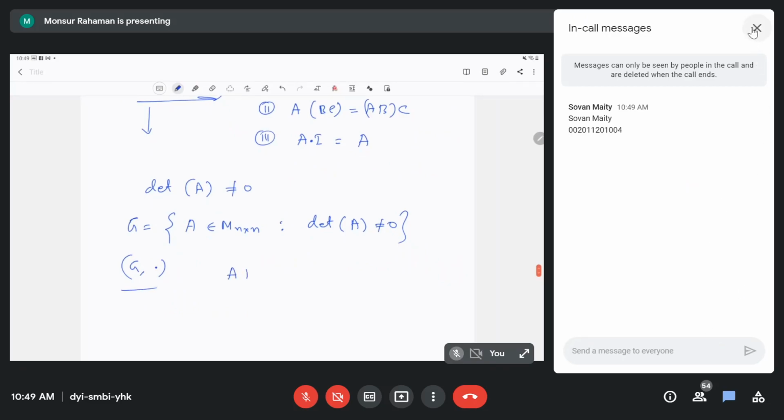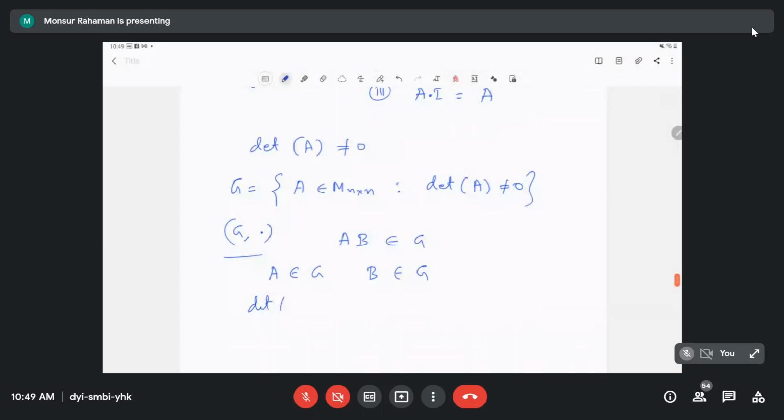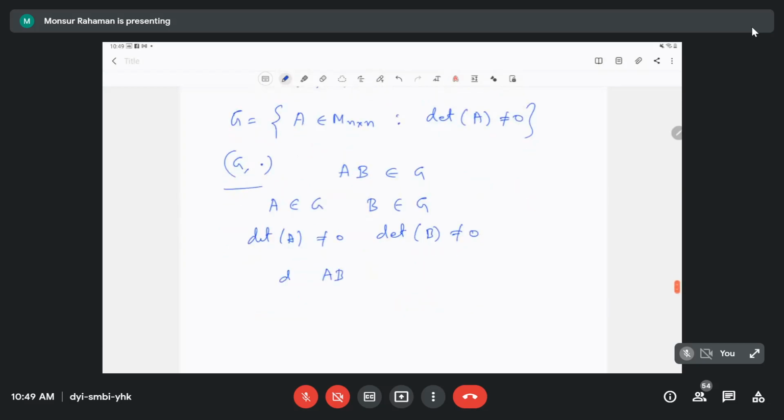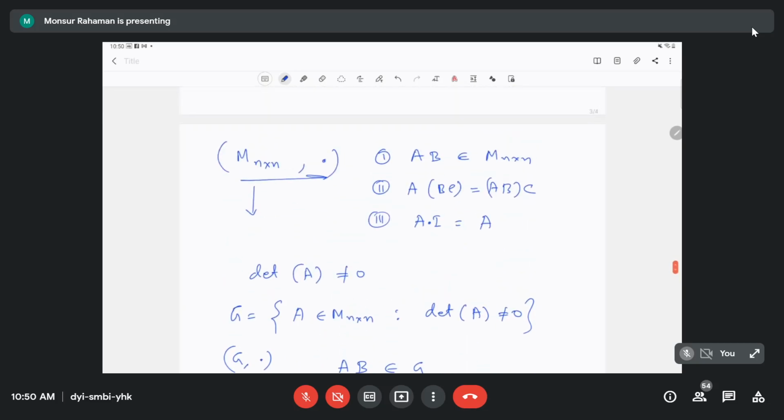So what about AB? AB has to be in G, meaning A is in G and B is in G. So obviously the determinant of A is not equal to 0, and the determinant of B is not equal to 0. So if I can prove that the determinant of AB is not equal to 0, then we can say that AB is in G. We can break it down: the determinant of AB is nothing but the determinant of A times the determinant of B. Both are not equal to 0, so obviously the product is also not equal to 0. So AB belongs to G. This is a property of the superset, so obviously it holds for the subset too.